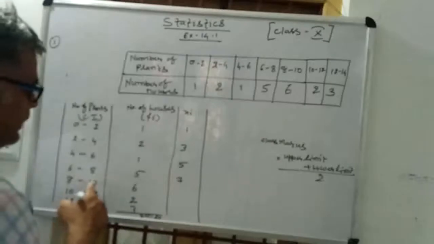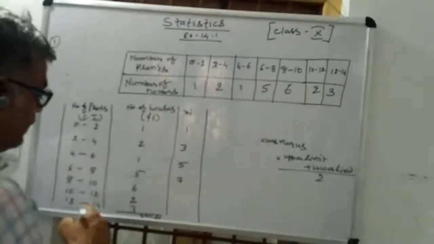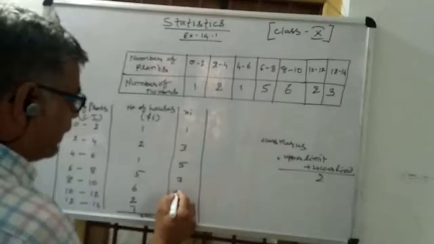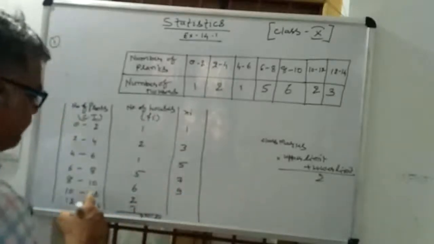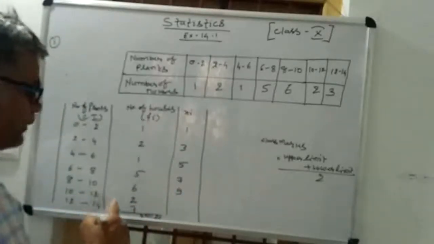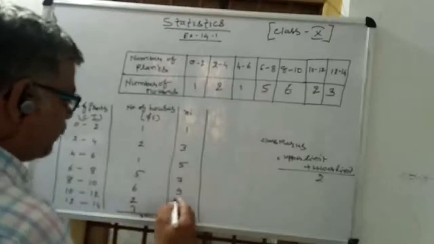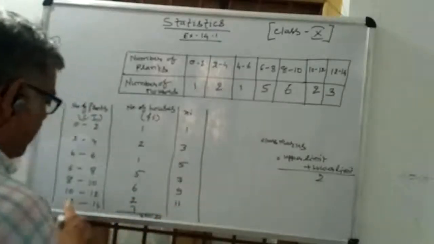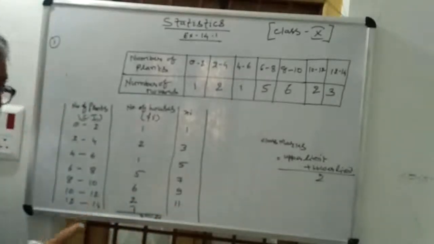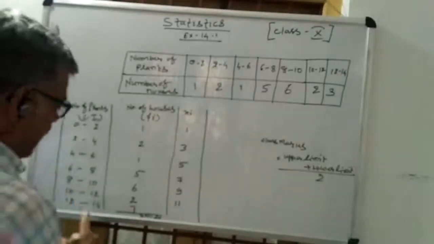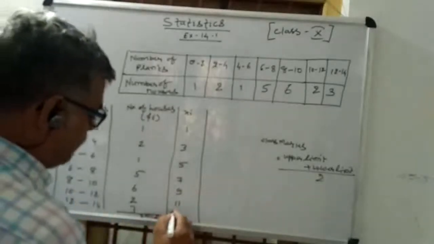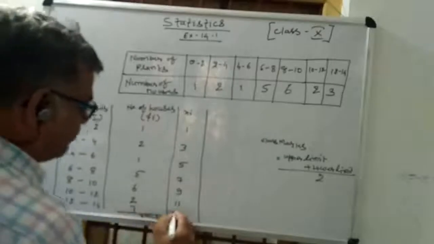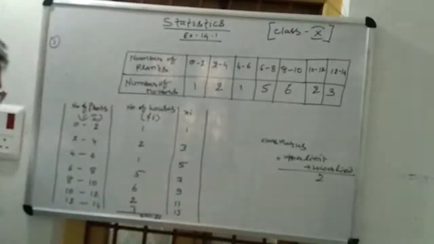8 plus 10 is 18. 18 divided by 2 will become 9. And 10 plus 12 is 22, divided by 2 will become 11. And 12 plus 14 will become 26, and when you divide by 2, you will have 13. So this is your class marks.